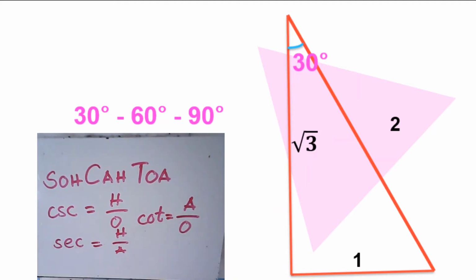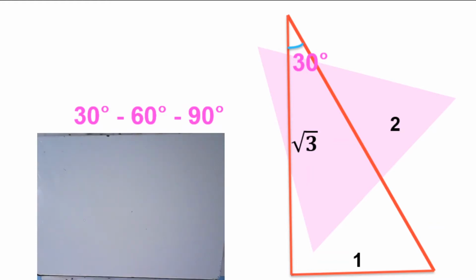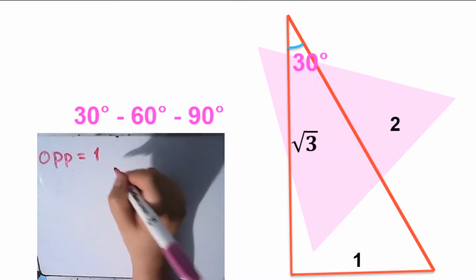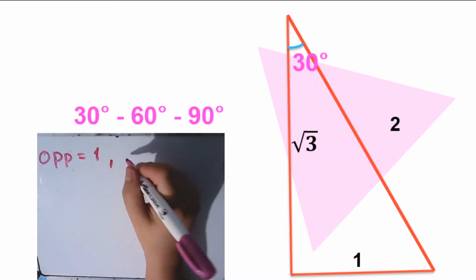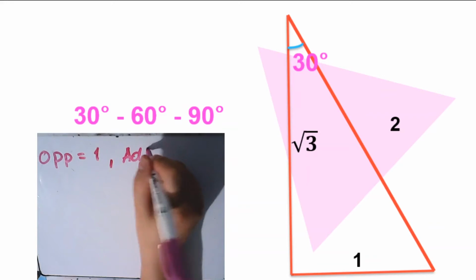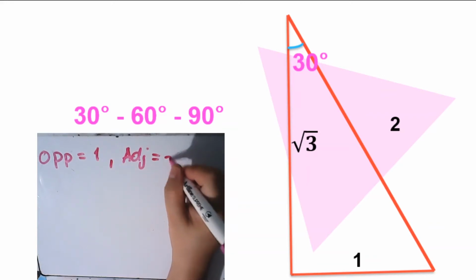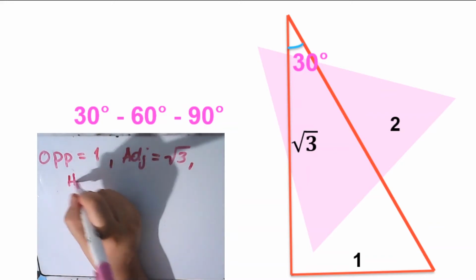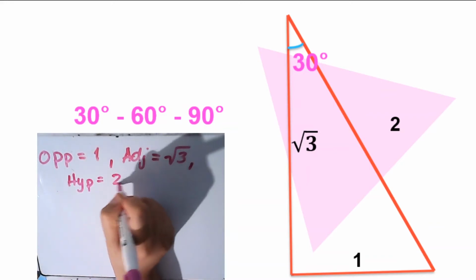We are not going to use a calculator for our lesson today, and we are going to express our answers in their radical form. In our example, the 30-degree angle is located here, and opposite the 30-degree angle is the side whose measurement is 1. The side adjacent to our 30-degree angle is square root of 3. And the hypotenuse is 2.